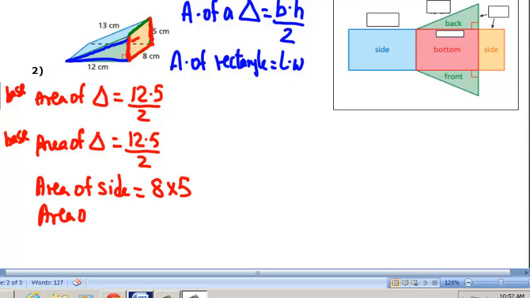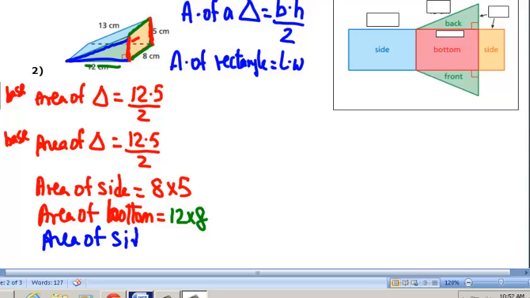Area of top, or let's go with area of bottom, that's what we can call it. In this case we are talking about this bottom right here where it's sitting on, and that is 12 times 8, because see that it's 12 and then that's the 8. And the last one, area of the other side, in this case it happens to be 13 times 8.